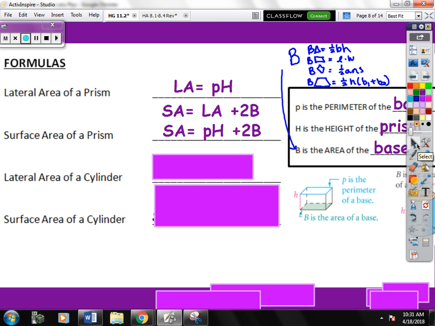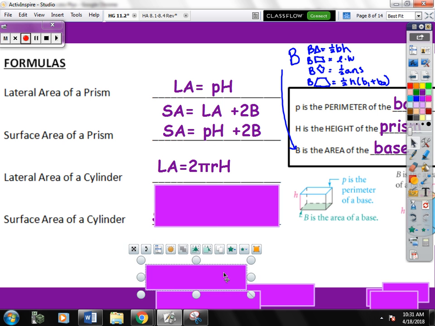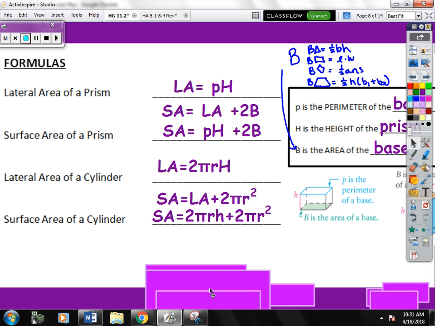All right, now cylinders. Again, these are easier because the bases are always circles. So it's always going to be 2 pi r and pi r squared for our circumference. So the lateral area will be 2 pi r times the height. And the surface area, there are 2 of them. Lateral area plus 2 circles, so plus 2 pi r squared. And surface area, which is 2 pi r, and this should be a capital H, plus 2 pi r squared.